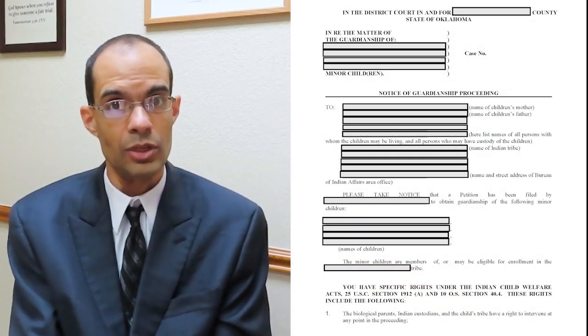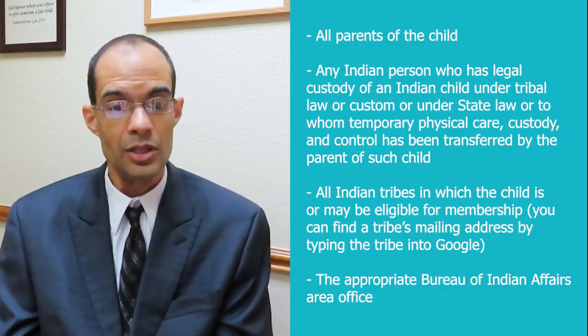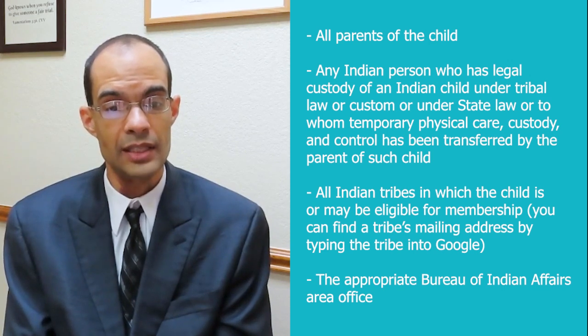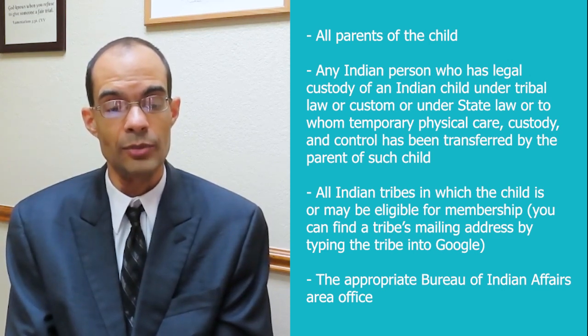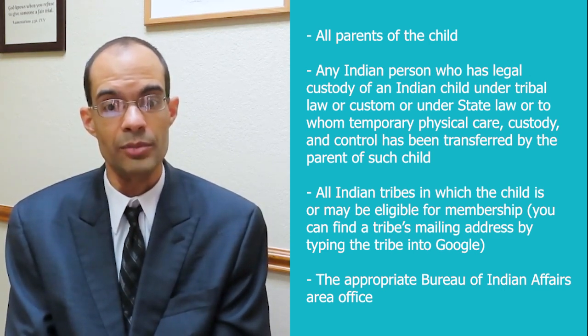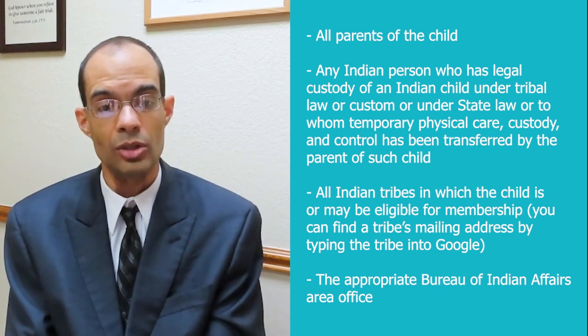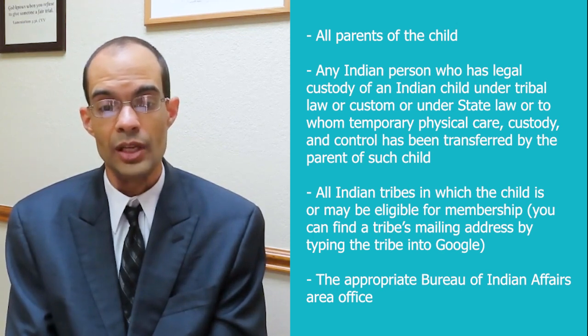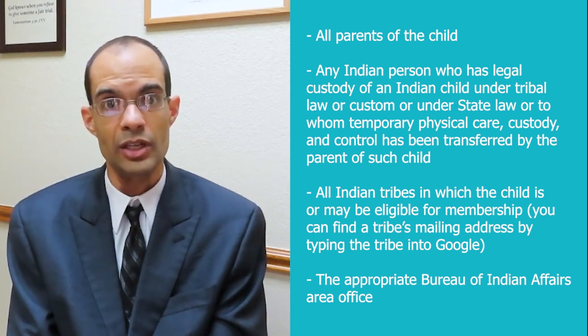So generally, I follow the ICWA rules if the child is of Indian descent, just to be on the safe side. Now, if the child is Indian, you need to fill out the ICWA notice. You see that next to me right there. You must send this notice to all the parents of the child and any Indian person who has custody of an Indian child under tribal law or custom, or under state law, or to whom temporary physical care, custody, and control has been transferred by the parent of such child, and to all Indian tribes in which the child is or may be eligible for membership. And you can find a tribe's mailing address by typing the tribe into Google.